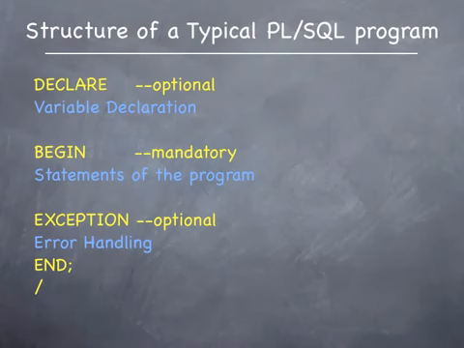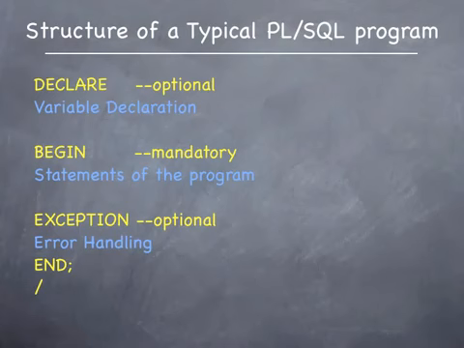Here is the structure of a typical PL SQL program. A program can have up to three distinct parts, two of which are optional and one of them is mandatory. The first section, which is optional, is called the declaration section. It is the section where you identify your variables, give the variables names, data types, and initial values if you want to. The second section is called the body of the program. It is a mandatory section where you write the code of the program. You use the available PL SQL programming constructs or SQL statements to write the statements of the program.